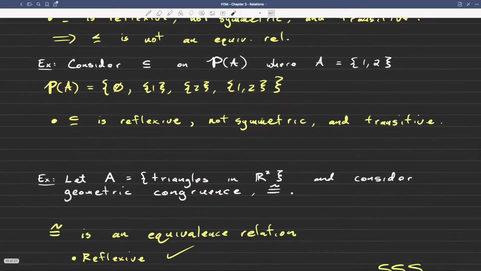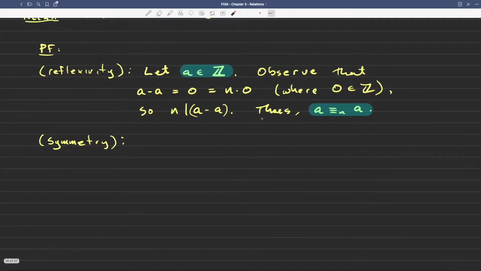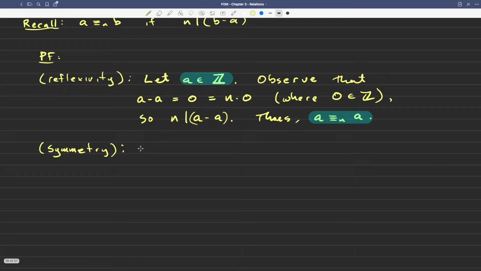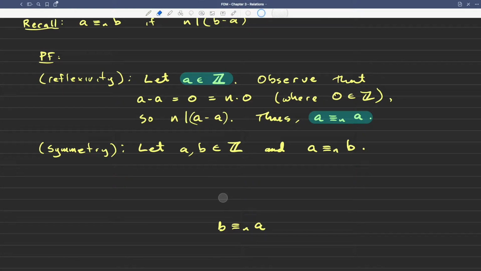In our particular context here, I would say, let little a and little b be 2 arbitrary elements of the integers, and suppose the if part is true, so suppose a is congruent modulo n to b. And what I want to eventually argue is that b is congruent modulo n to a. So I want to be able to turn that relation around. Well, I don't think this will be too challenging.